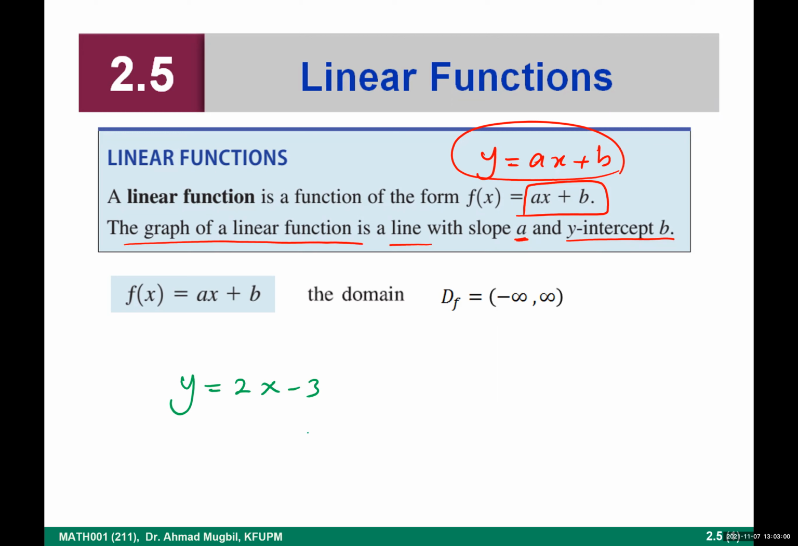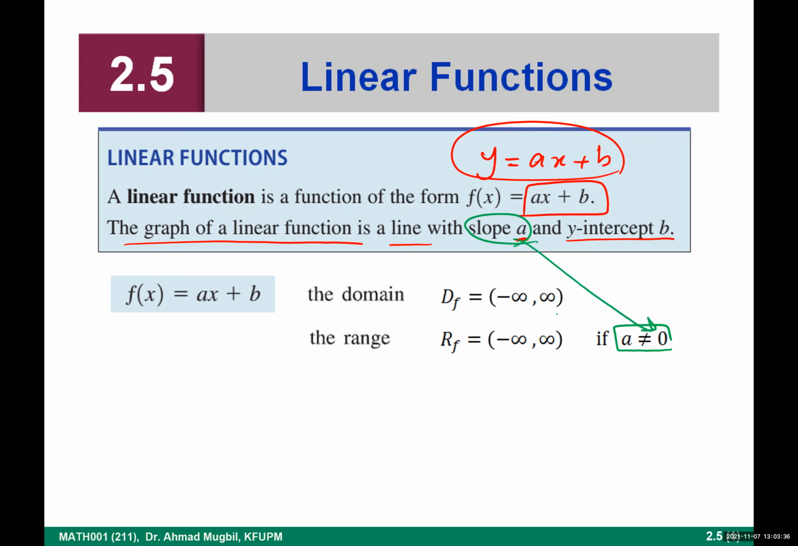When the slope is positive, the line will be like this. When the slope is negative, it will be like this. So in this case, of course, the range is all the real numbers, under one condition, it is not always, unless provided that the coefficient of x, you are right, the slope is not 0. What will happen if the slope is 0?